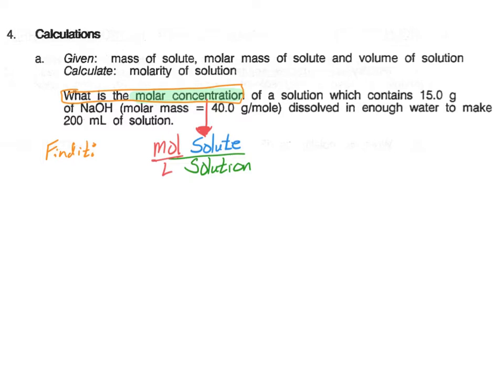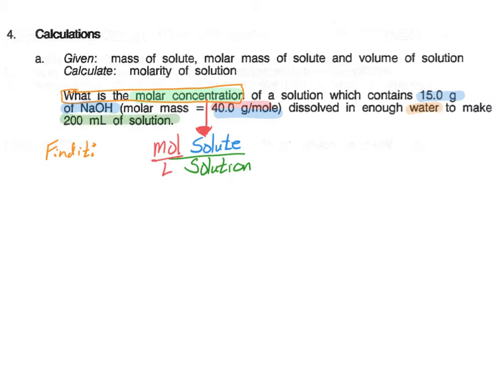It says, what is the molar concentration of a solution which contains 15 grams of NaOH, sodium hydroxide, with a molar mass of 40 grams per mole that is dissolved in enough water to make 200 milliliters of solution. So let's start reading all the parts. We have 15 grams of sodium hydroxide. That is the mass of our solute. Next we have a molar mass, and that doesn't say it, but it is the molar mass of sodium hydroxide. And then it says dissolved in enough water. That's our solvent to make 200 milliliters of solution.